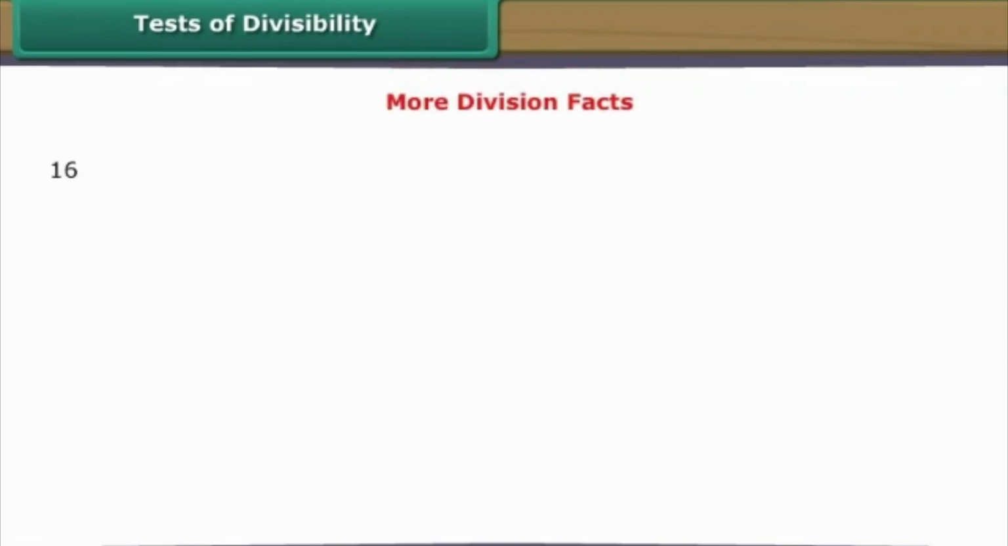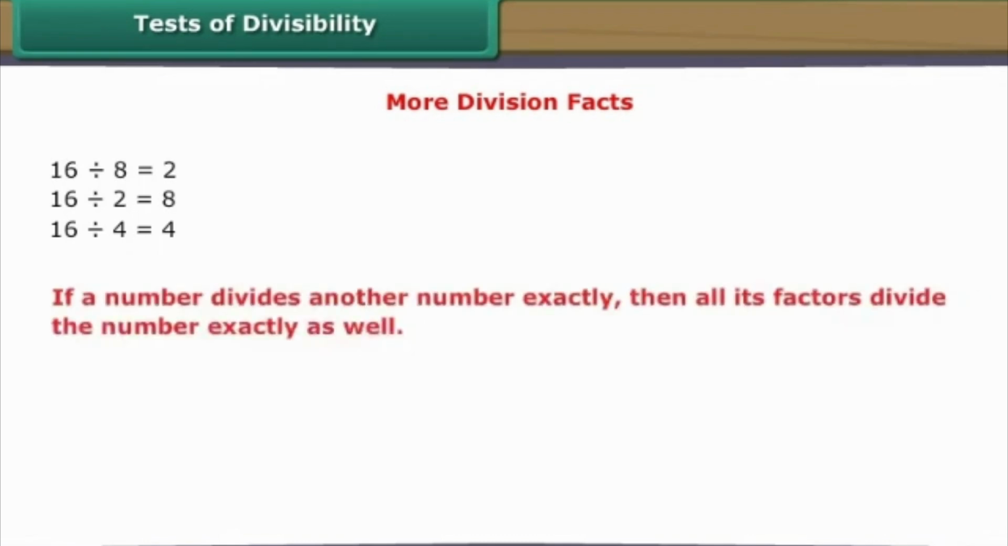Consider the number 16. 8 divides 16 exactly. Two factors of 8, 2 and 4 also divide 16 exactly. Therefore, we can say that if a number divides another number exactly, then all its factors divide the number exactly as well.